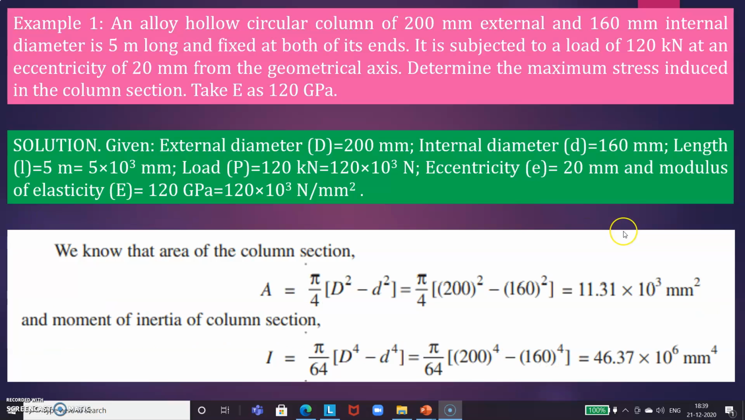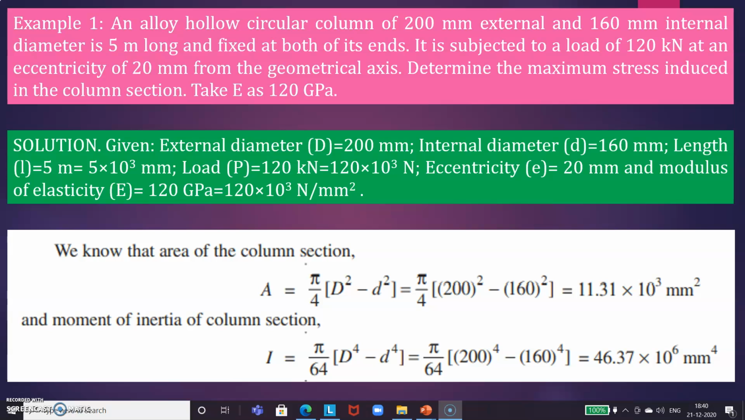Let us take one example on this. An alloy hollow circular column of 200 mm external and 160 mm internal diameter is 5 meter long and fixed at both of its ends. It is subjected to a load of 120 kN at an eccentricity of 20 mm from the geometrical axis. Determine the maximum stress induced in the column section. Take E as 120 GPa.